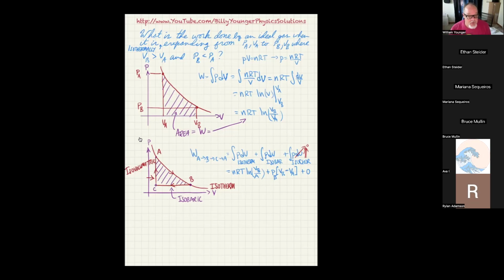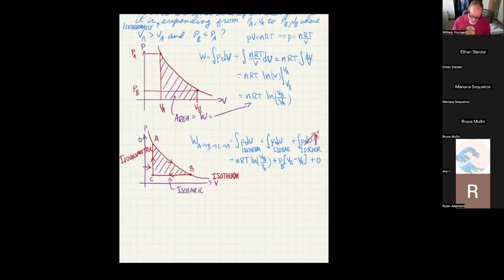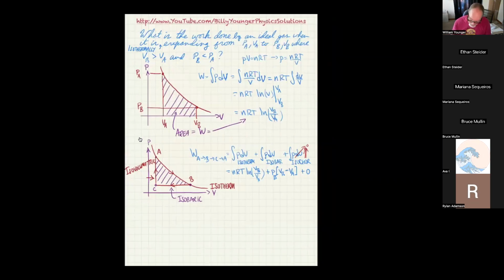So that would be the whole answer here. You'd be P times delta V for the isobaric part. It'd be nRT times ln VB over VA. By the way, I wrote A there, but I wrote the subscript without the actual volume. So it should be VA down there. So that should be the area inside the curve. I'll just call it area inside. Any questions on that?